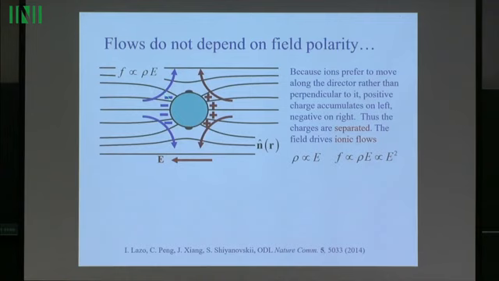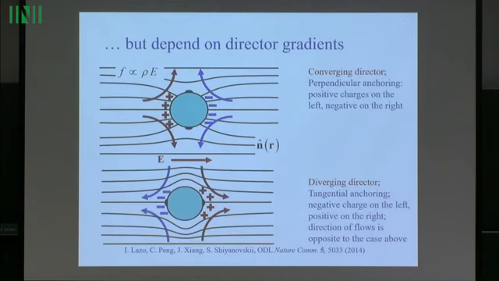The negative charge will now be on the left, the positive on the right. But what matters is the product of the two. So if I take the product, then it turns out that these flow directions are exactly the same. So the directionality of flows does not depend on the polarity of the field. And this is an important thing, but it would depend on the director gradients.